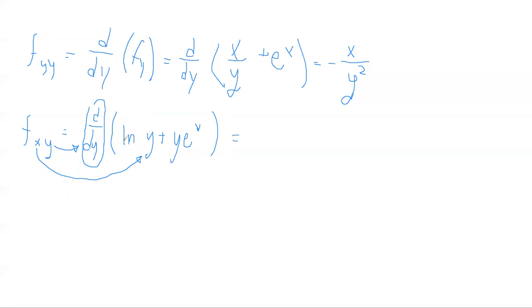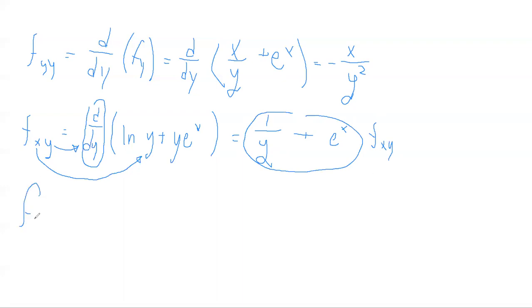So we're going to find this with respect to y. So ln of y, derivative with respect to y, will just be 1 over y, okay? And then the derivative of y e^x with respect to y will just be e^x. So that's what you get for f of xy. This is your f of xy right here. Let me just write it right here, f of xy.